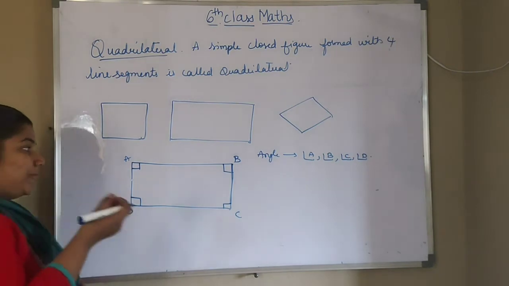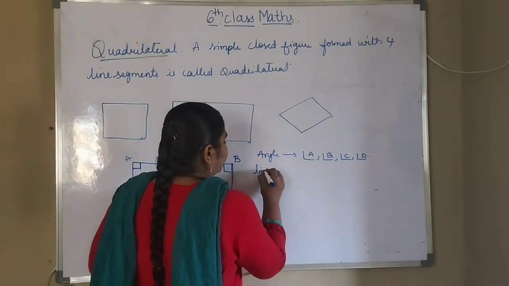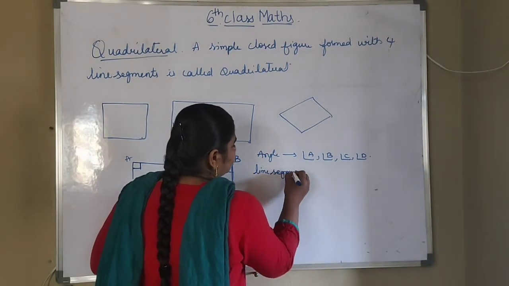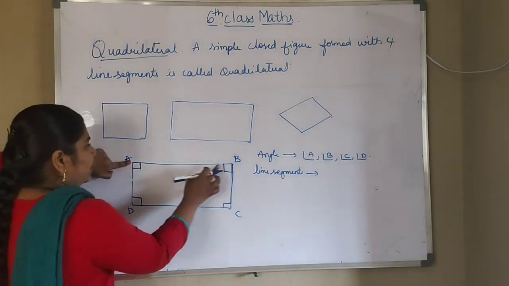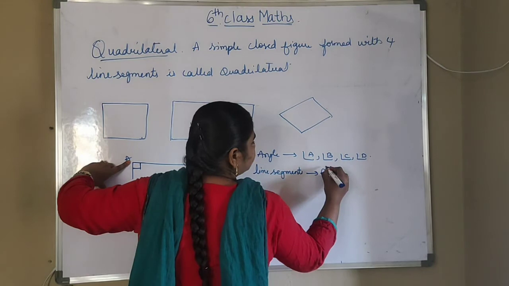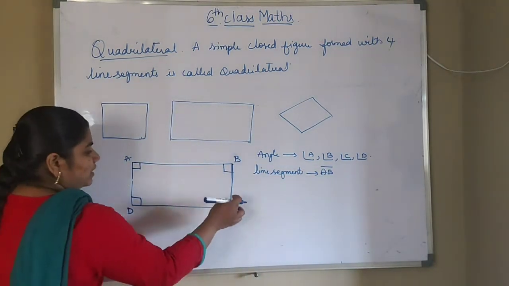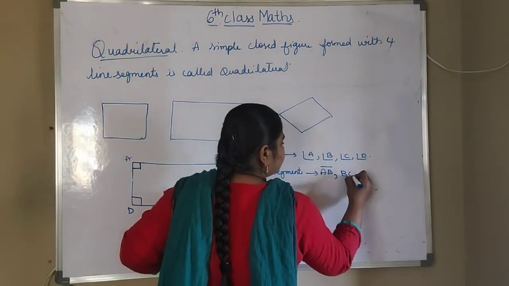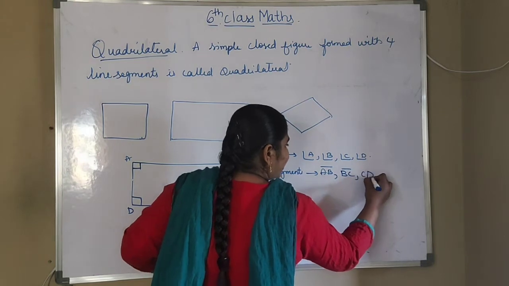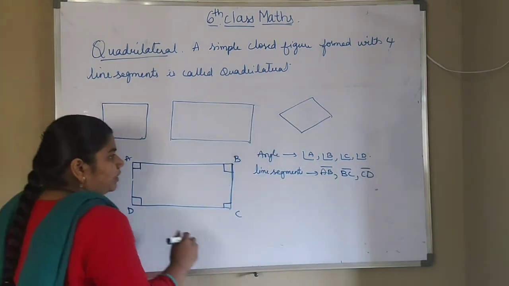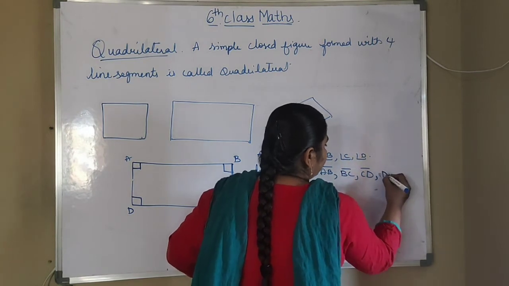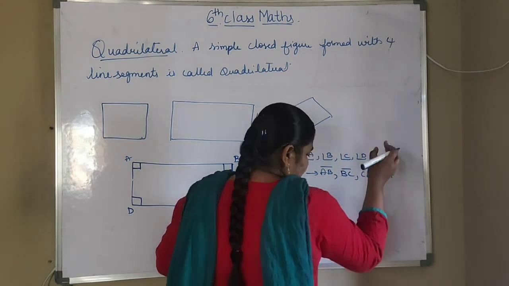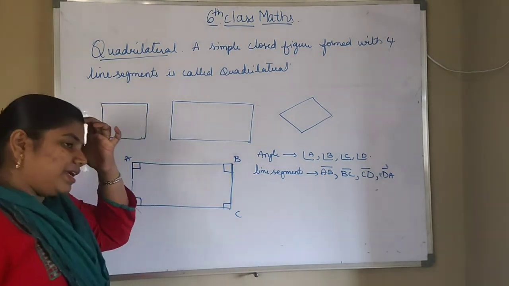Now how many line segments are there? AB line segment. Next, BC line segment. Next, CD line segment and DA line segment. So these are the 4 line segments.